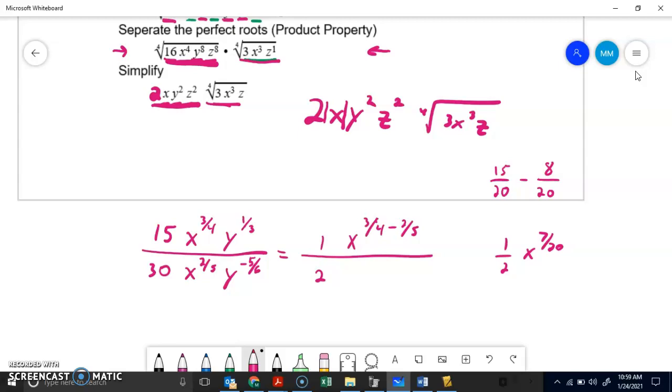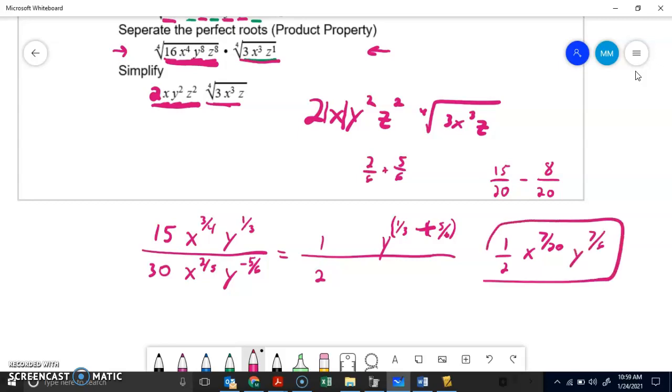Now let's deal with the y's. And for the y's, I would be taking, let me get rid of this just to clear room, y to the 1/3 minus a -5/6. And that's just like bringing it up, because if you were to bring that y up, it would be multiplication, which is addition. Either way, we're adding these together ultimately. So what I have then is 1/3 plus 5/6, and then obviously we're going to rewrite 1/3 as 2/6, which gives me 7/6. So I have y to the 7/6 power, and there's the final answer.